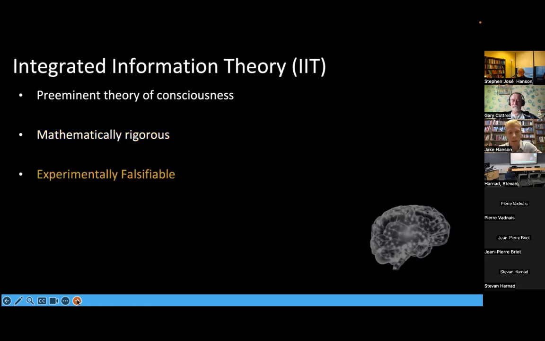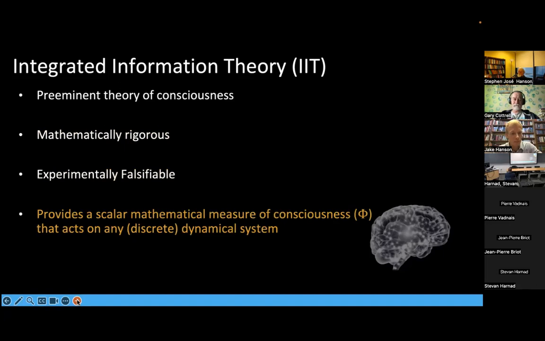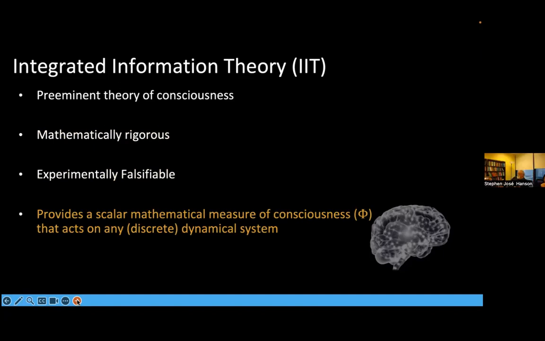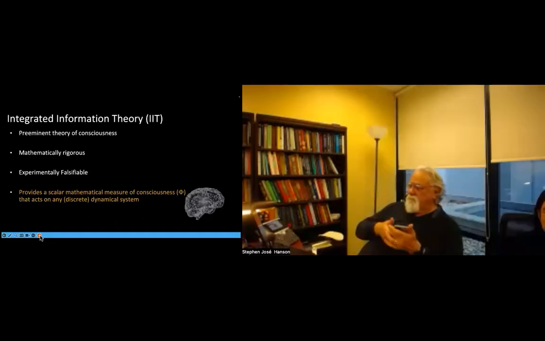Another claim to fame is that it's experimentally falsifiable. So that's stated all over the IIT papers. And the last thing is that it gives you a single mathematical measure of consciousness that acts on any discrete dynamical system. So this is why IIT is so popular, in my opinion. It's just because it gives you the answer, right? You just put in your transition probability matrix, it outputs consciousness in this single measure, phi.